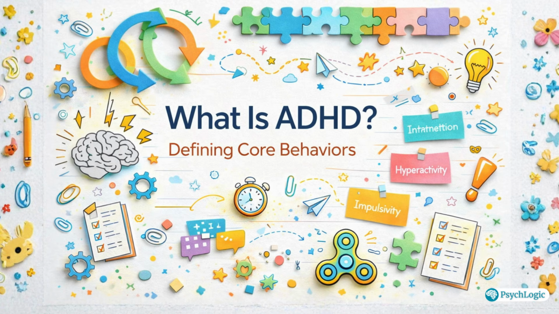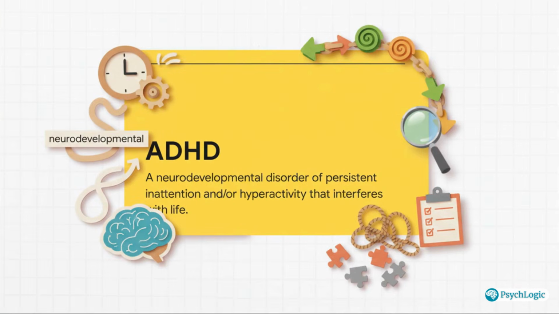All right, so let's start with the absolute basics. What exactly is ADHD, according to the people who actually diagnose it? Okay, so the official definition has a few really key parts. First, it's called neurodevelopmental. That just means it's a brain-based condition, and it starts early on in childhood.